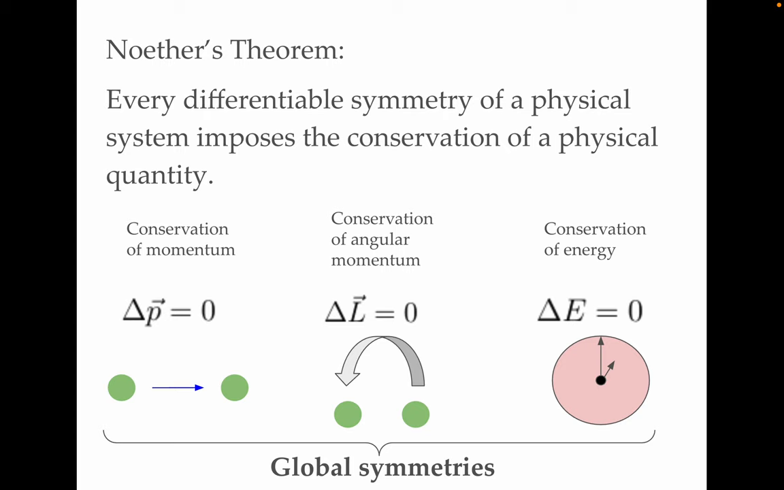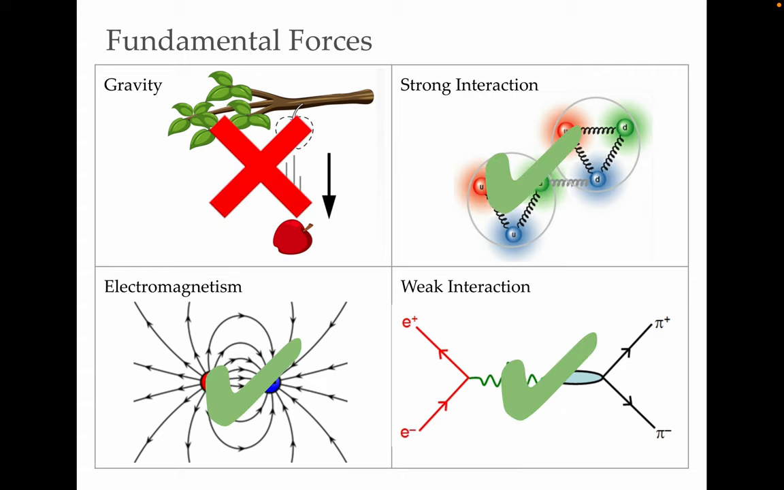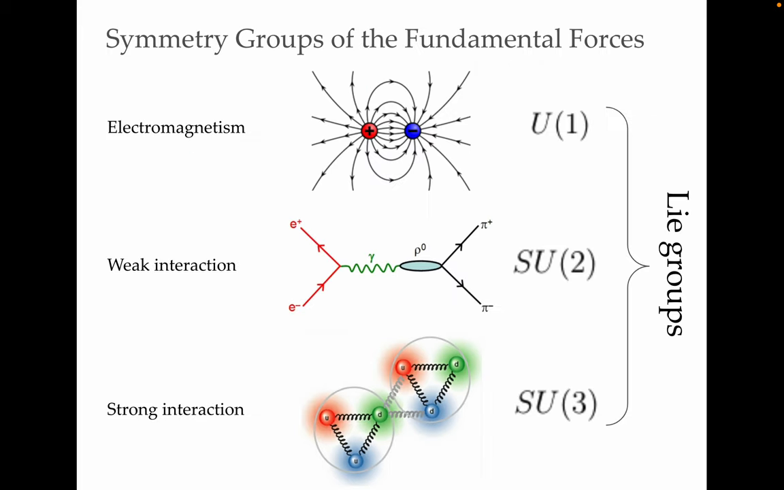We refer to these types of symmetries as global symmetries, but there are also local gauge symmetries in the world that correspond to fundamental forces. The four fundamental forces are gravitational force, electromagnetic force, strong force, and weak nuclear force. Gravity does not have a symmetry, but the other three forces do. The symmetry group that describes electromagnetism is U(1), the symmetry group that describes the weak nuclear force is SU(2), and the symmetry group that describes the strong interaction is SU(3). In a moment here, we'll briefly go over each of these and what they mean.